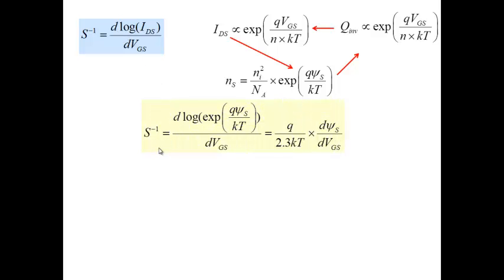Now, with this in mind, can I say IDS goes exponentially with psi S? What is causing IDS to change is the change in electron density, and electron density changes exponentially with psi S. So IDS is changing exponentially with psi S. Now d log IDS by dVGS would be d log of exponent q psi S by kT, by dVGS. All the extra terms don't bother us.